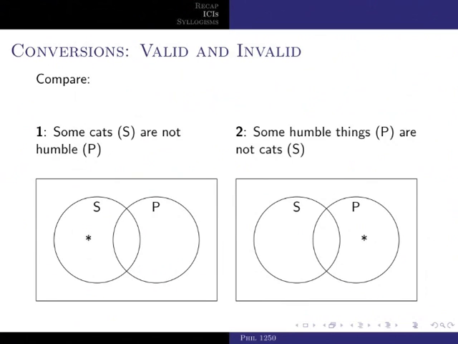Now let's change the example a little bit because I'm a bit tired of pompous. Suppose that our example is some cats are not humble. And so proposition 1 is done by placing an asterisk in area 1. And that asterisk there represents Terry, the non-humble cat. The converse for this sentence is some humble things are not cats. And notice that the diagram is different. And this illustrates the fact that you can make one true without making the other true as well.